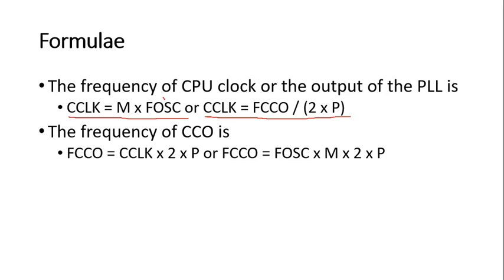Means if F oscillator is given and if CCLK is given, you can design the multiplier M and P values. Okay, you can appropriately design. So F oscillator and CCLK will be given there, and according to that you have to design the PLL. Then another one is FCCO is equal to CCLK into 2P, or FCCO is equal to F oscillator into M into 2P. So the upper two equations are modified here or rearranged to get the lower one, that's frequency of CCO.